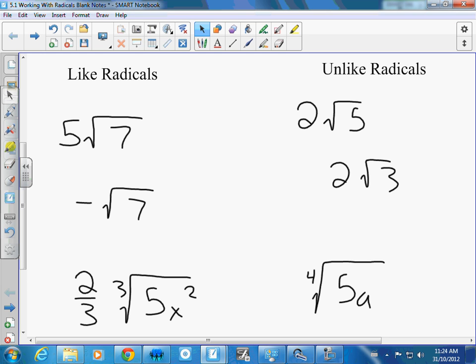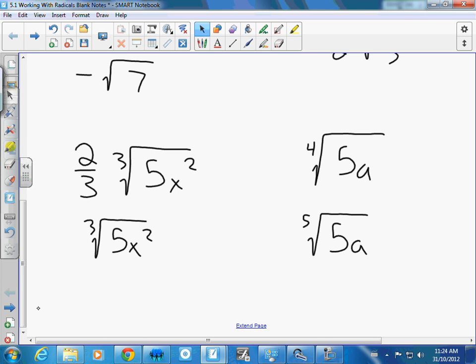Because the root of 7 has to be the same. Here's root of 5 and root of 3, they're different. Down here, it's root of 5a and root of 5a. Yes, but look here. That's a fourth root and that's a fifth root. So those have to be the same. The other ones are both 2, we just don't write them in.